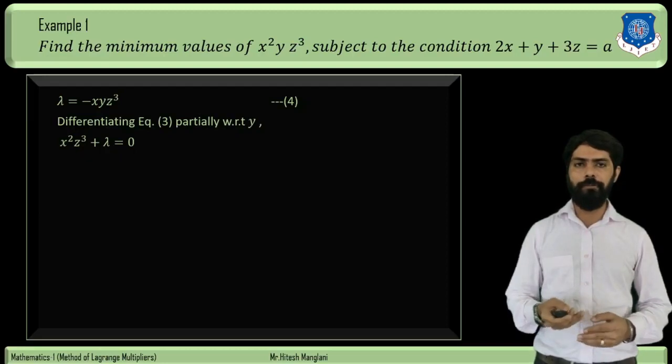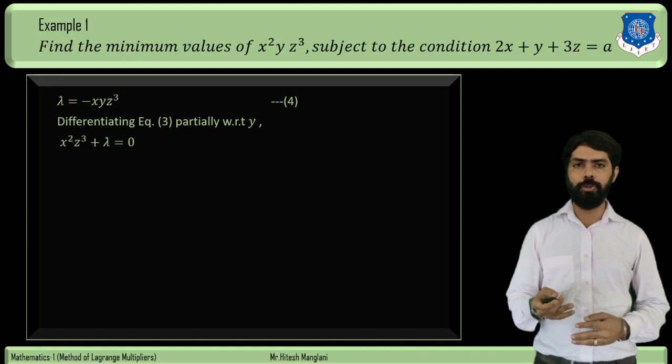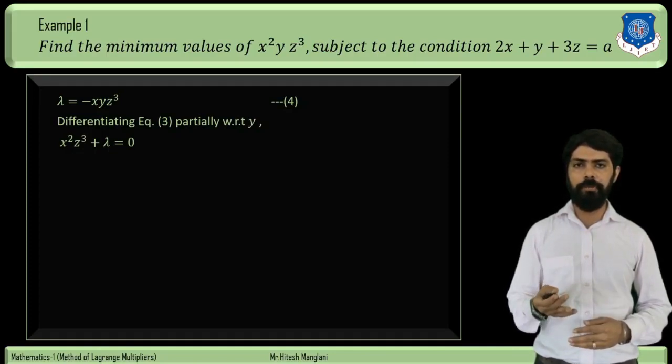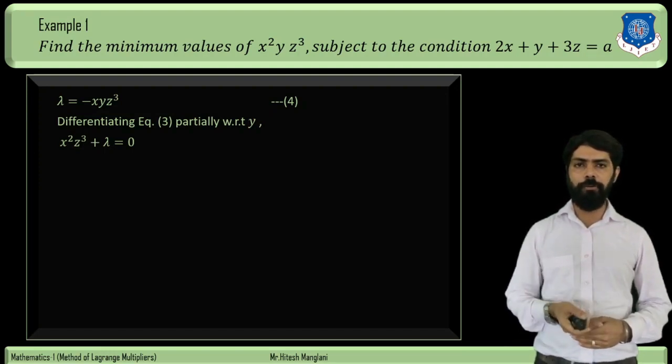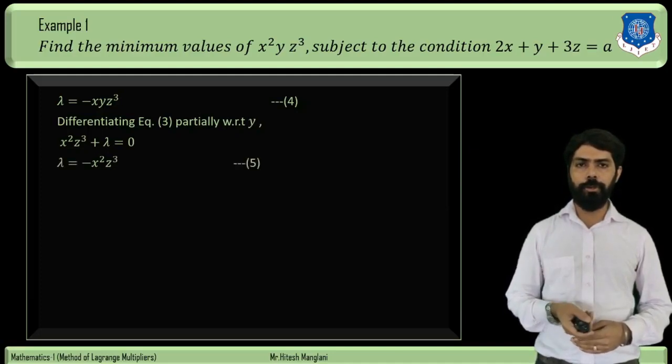Now we are partially differentiating with respect to y. Therefore first term 2x will be constant, so derivative of that term will be 0. Now second term is y, so derivative of y with respect to y is 1. So here lambda into 1. Third term is 3z which is constant, so derivative of that term will be 0. And last term is a which is also constant, so derivative of that term will be 0. So x square z cube plus lambda is equal to 0. Now from this equation finding the value of lambda, lambda will be minus x square z cube. So suppose this is equation number 5.